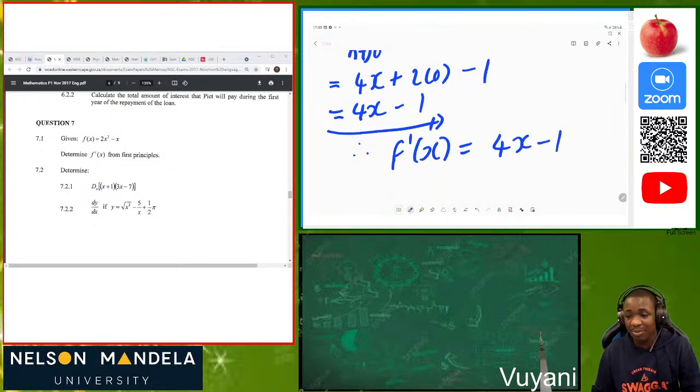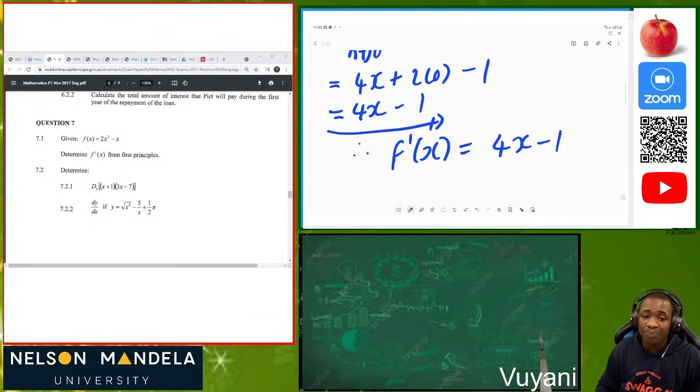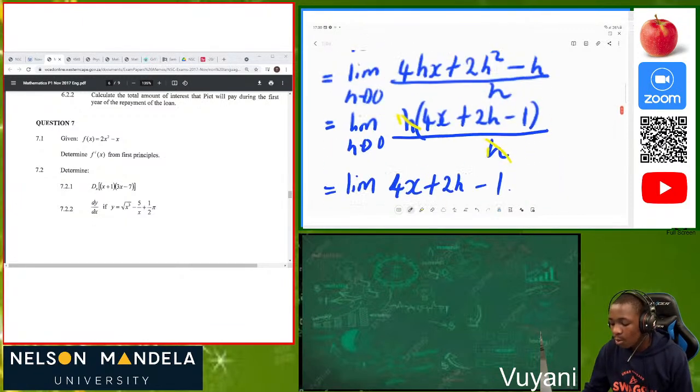So if you solve this by first principles, you're going to have your 4x minus 1. It's quite long, but this is what they want when you are solving by first principles. They want you to use this long method.